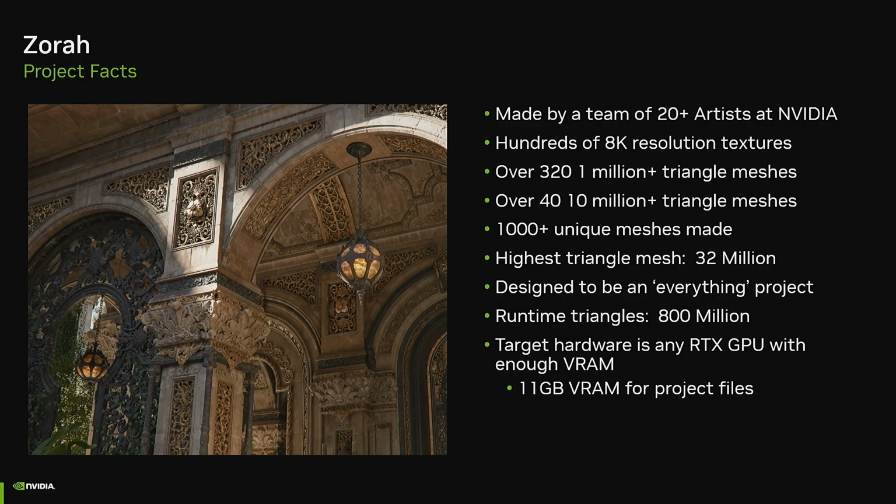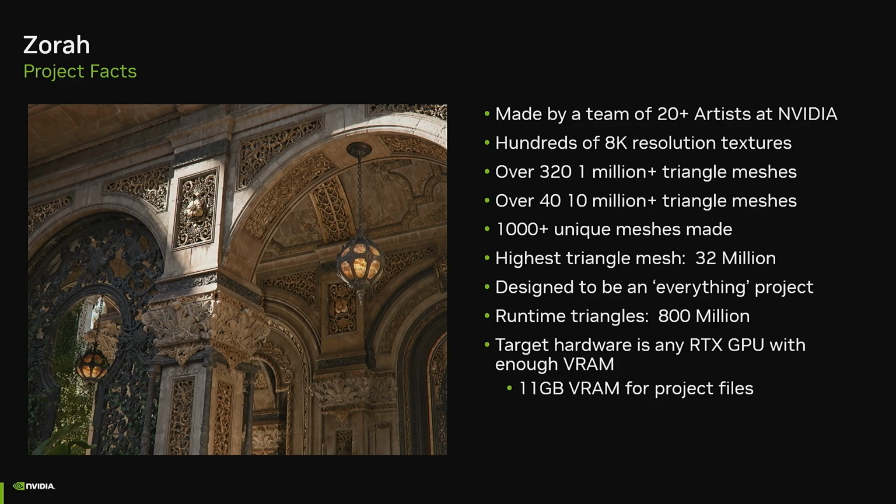Over 321 million plus triangle meshes, over 10 million plus triangle meshes, over 1,000 unique meshes. The highest triangle mesh was 32 million. Someone can correct me if I'm wrong, but I believe that's if you look at some of the screenshots of Zorah, there's a dome in the distance. I believe that's what that is. Most meshes are well under that, but that one was sort of the Big Bertha. And like I said, it's designed to be an everything project. It's using every technology we have, plus all the latest Unreal 5 stuff.